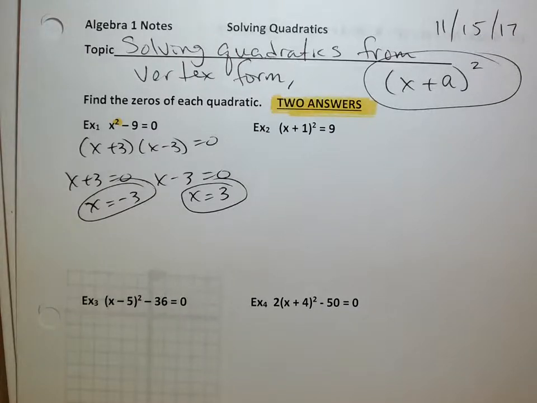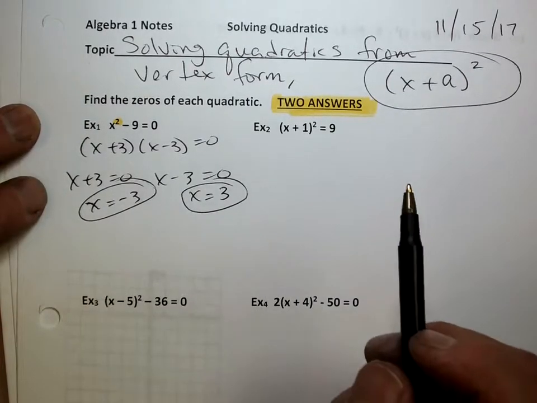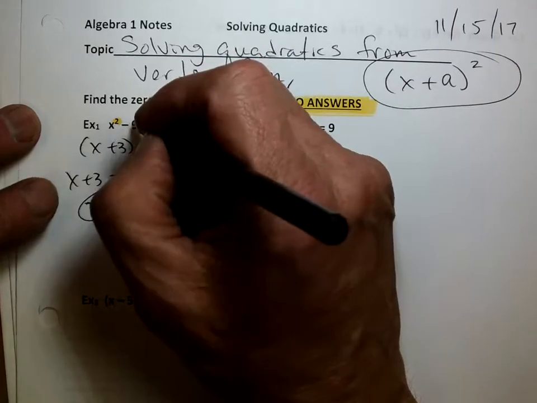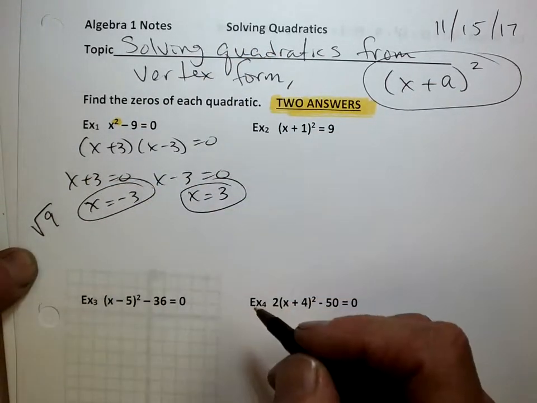So now, there's another way to do this, okay? The other way to do this is to solve it. If you don't have to factor it, sometimes you can solve. So what we know is we know the square root of 9. We know the square root of 9 is 3, right?